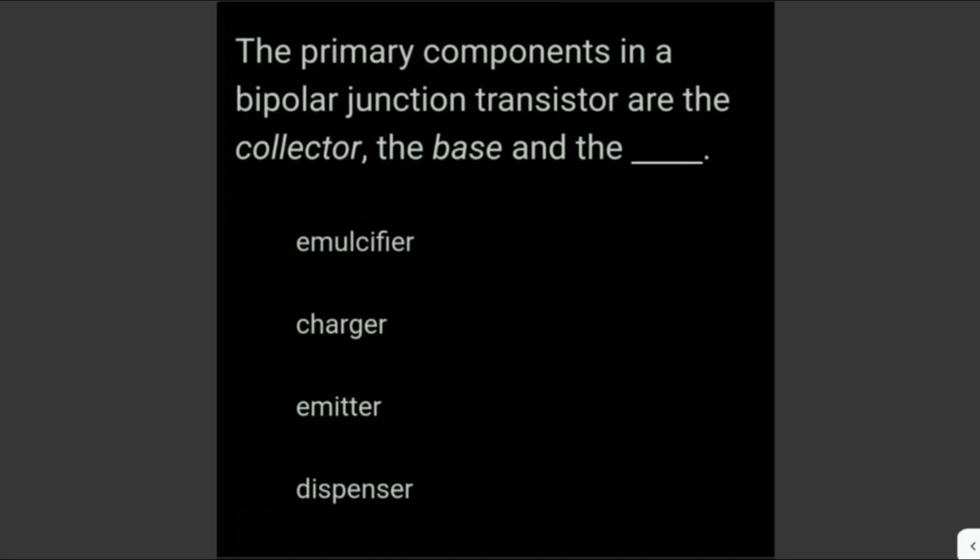The primary components in a bipolar junction transistor are the collector, the base, and the blank: emulsifier, charger, emitter, or dispenser. So the answer is emitter. The emitter acts as the outlet for the electrical charge stored in the collector of the transistor.